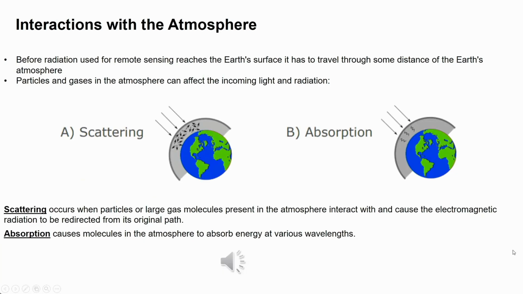Before radiation used for remote sensing reaches the Earth's surface, it has to travel through some distance of the Earth's atmosphere. Particles and gases in the atmosphere can affect the incoming light and radiation. We have scattering and absorption effects. Scattering occurs when particles or large gas molecules present in the atmosphere interact with and cause the electromagnetic radiation to be redirected from its original path. Absorption causes molecules in the atmosphere to absorb energy at various wavelengths.